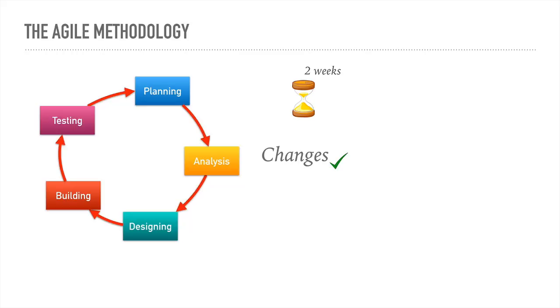Of course, changes are naturally adopted, as they only require being added to the next iteration. You can adopt changes easily through any stage of the project. All we have to do is just put them in the next iteration.